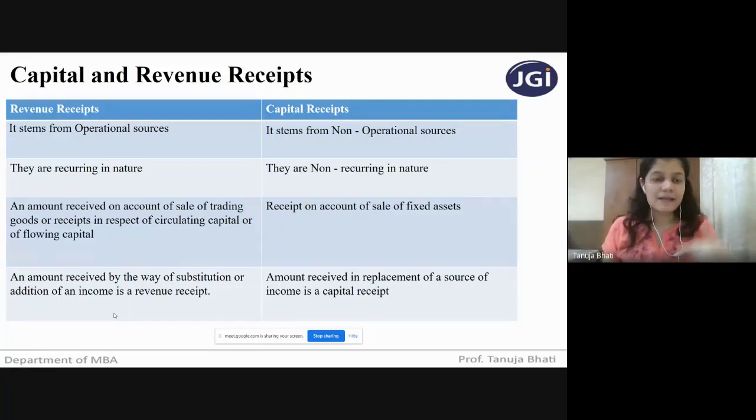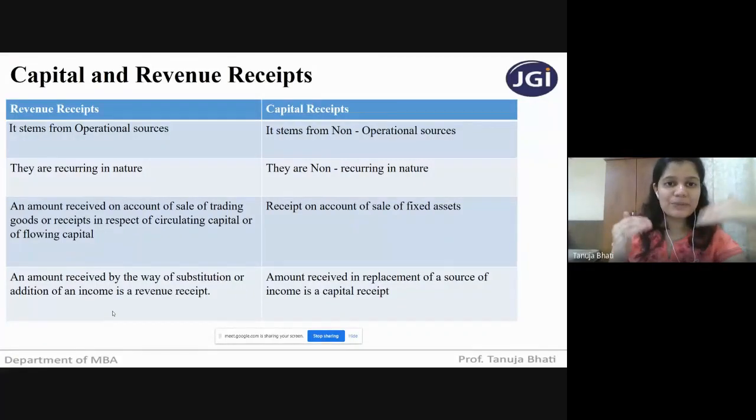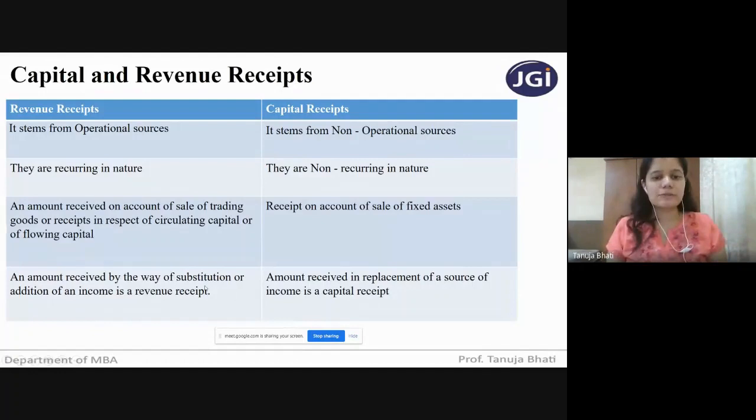me compensation. That compensation is nothing but substitution of an income which I could have received if I alone could have released this movie. I could have earned my profits. So whatever profits I was supposed to earn, I am still earning by way of compensation from that other company, because my right of alone releasing that particular movie has been breached. That is the reason. So substitution of an income can also be a revenue receipt. On the other hand, a capital receipt is an amount received in replacement of a source of income.